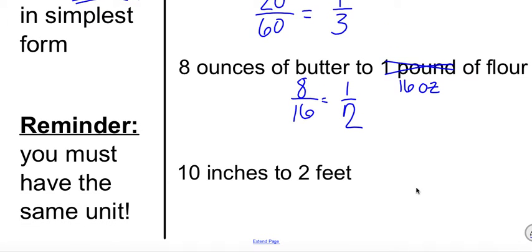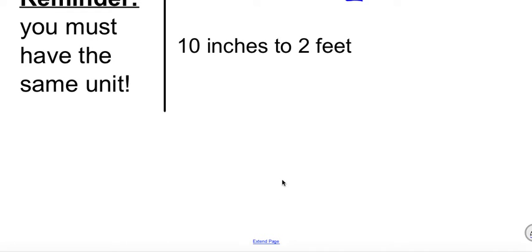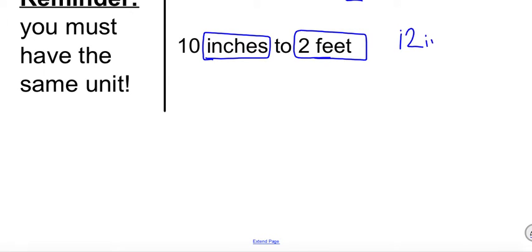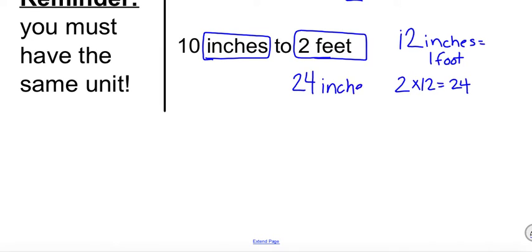All right. Last but not least, I need to write a ratio for 10 inches to 2 feet. Again, I need these units to be the same. So that's inches, and this is feet. I know that there are 12 inches in 1 foot. And I have 2 feet. So that means it's 2 times 12, which is 24 inches. So this one will be 24 inches. And this is 10 inches.